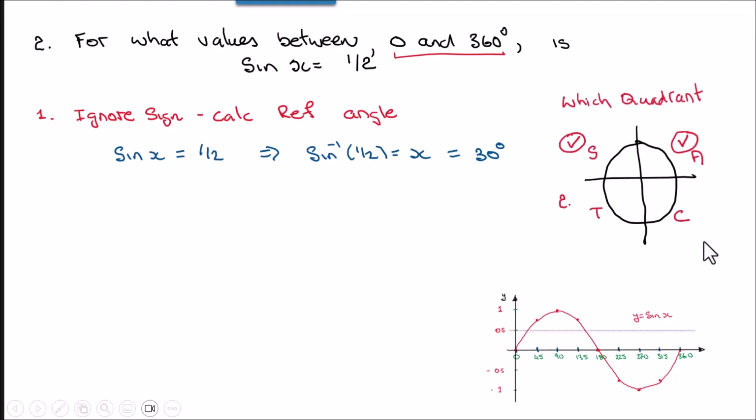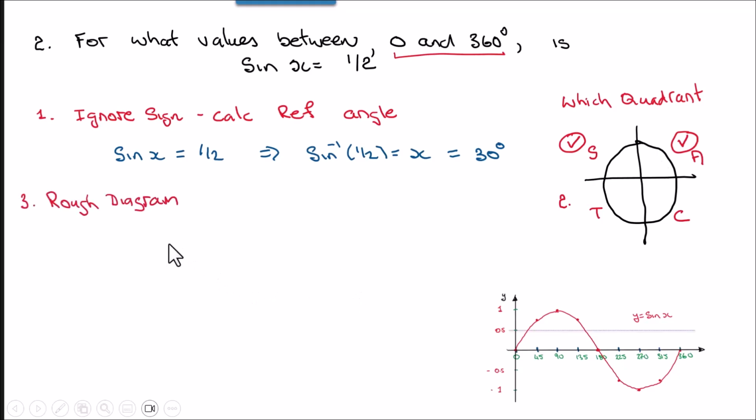So next we work out in which quadrants sine is positive. We can see it from the graph here. Between 0 and 90, sine is positive. Between 90 and 180, the second quadrant, sine is positive. And between 180 and 270, sine is negative. And between 270 and 360, sine is also negative. So the two quadrants are the first and the second.